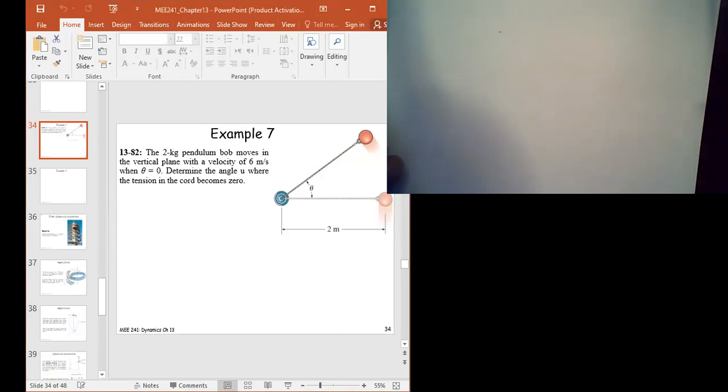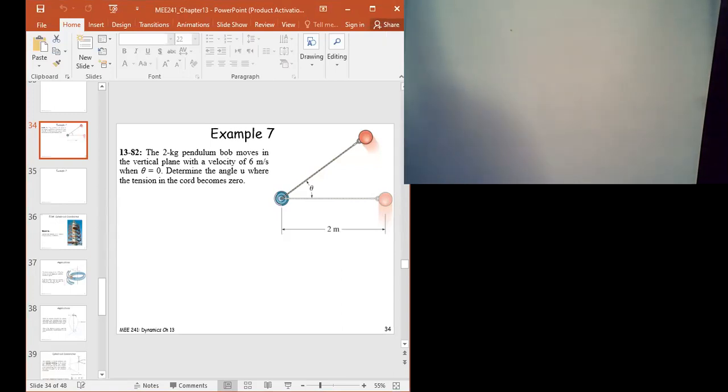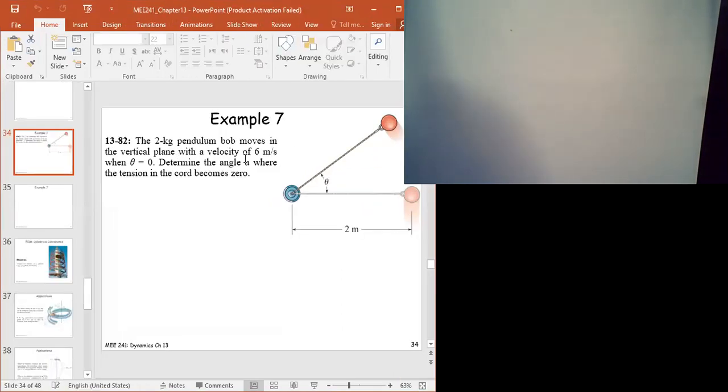All right. So what we have here is a pendulum moving in a vertical plane. We have this bob, or this mass, connected to the pendulum, and it's initially moving with a vertical velocity of 6 meters per second when theta is equal to 0. So when it's here, it's moving up. We would like to find the angle theta where the tension in the cord becomes 0.